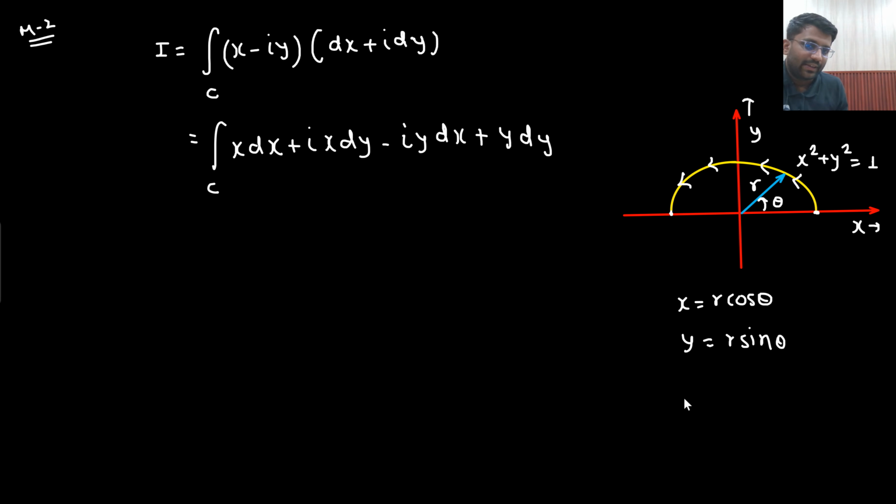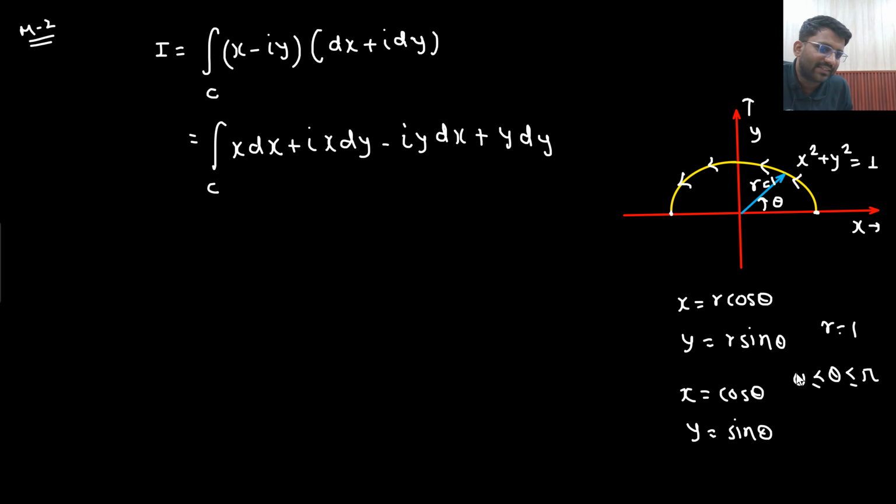So what will be your x? Sir, r will always be 1 here, right? On this curve, if you are moving, r will always be 1. So x will come out to be cos theta, y will come out to be sin theta, and theta is going from 0 to pi. Basically the same process we are repeating, nothing else. So what will be dx? Sir, dx will be nothing but minus sin theta d theta. And sir, what will be dy? dy will be nothing but cos theta d theta. There you go, put the values.